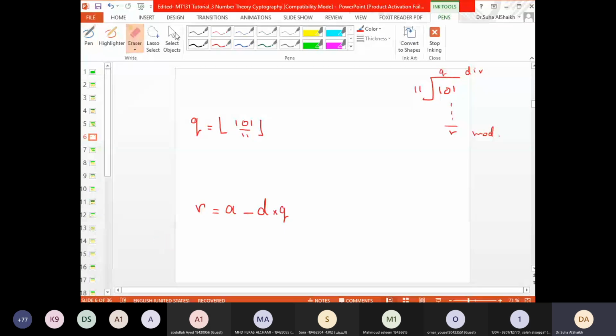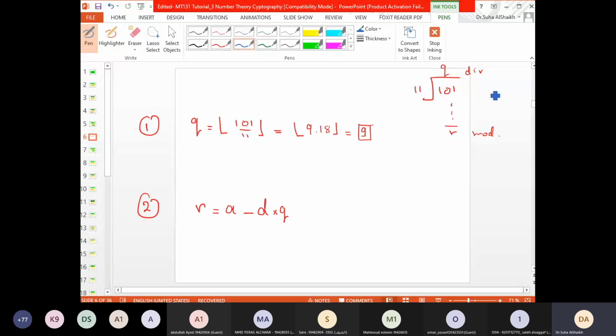Let me clarify this here. هذا Q. This one is the Q. For step 1, we find the quotient. Step 2, we use this to find the remainder. So when we divide 101 على 11, what did we say? 101, if we divide it by 11, it is 9.18. What's the floor of 9.18? It is 9. We got the Q.